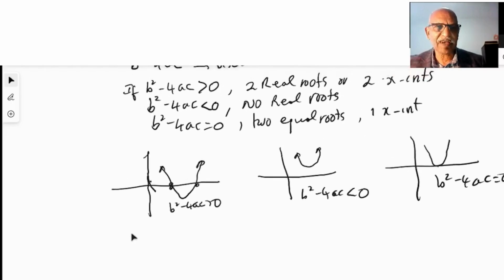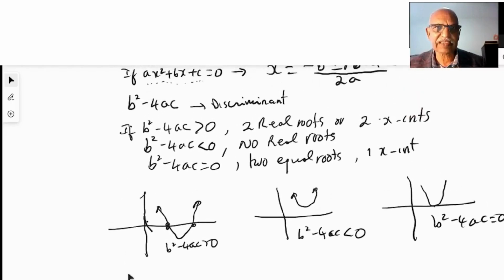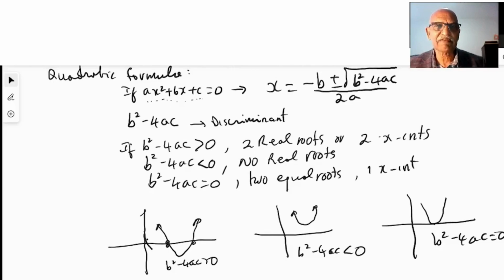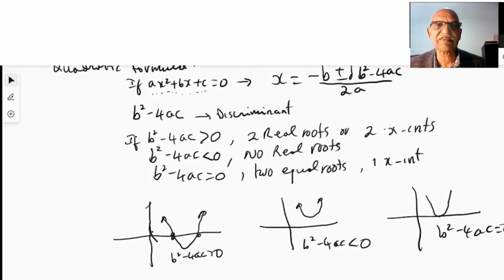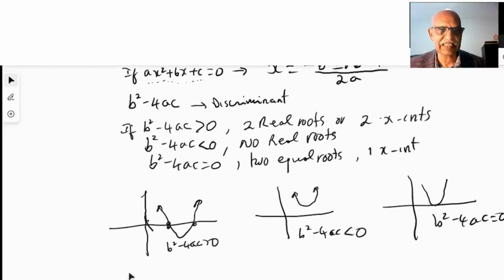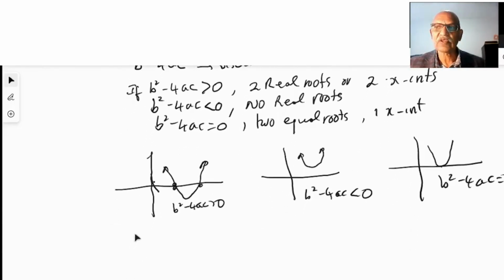So to find the roots, use the quadratic formula. To find the discriminant, we do not use the quadratic formula, we just find b squared minus 4ac. So let's see A. Find the nature of roots, meaning what kind of roots.